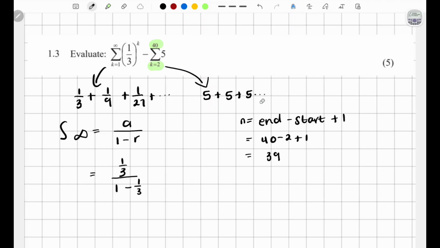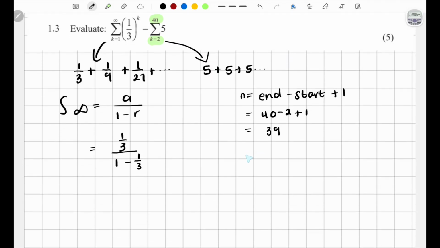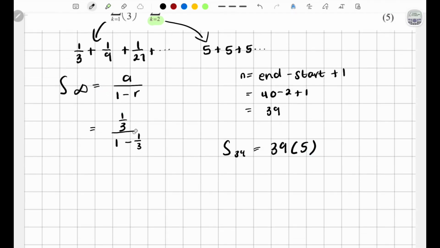So think about it. How do we know how much all of this would be when added together if we know there are 39 sets of 5? If there were only 3 sets of 5 and I said calculate the sum of this, you could have just said, oh, there are 3 sets of 5. So 3 times 5 instead of saying 5 plus 5 plus 5. Likewise with this, you can just say the sum of the 39 terms would be 39 multiplied by 5.